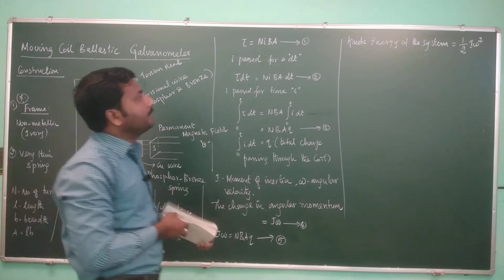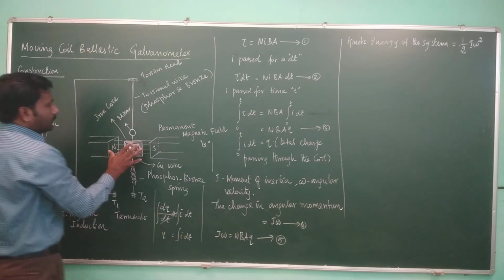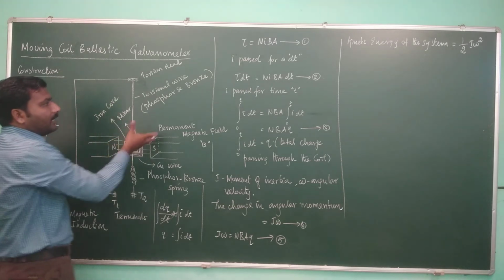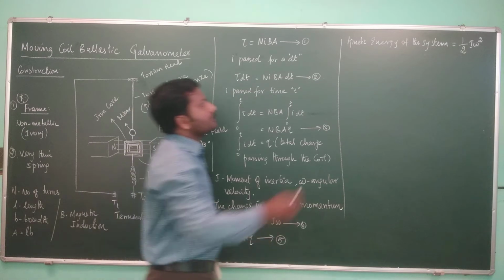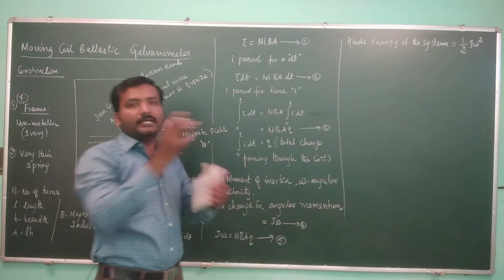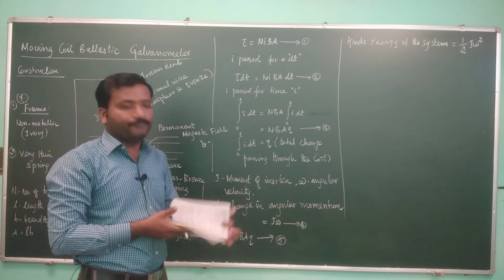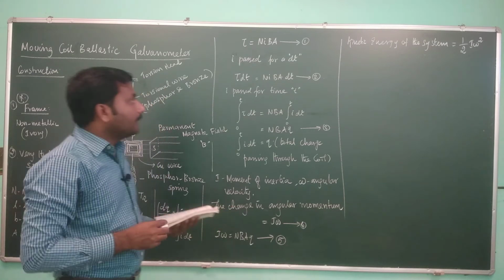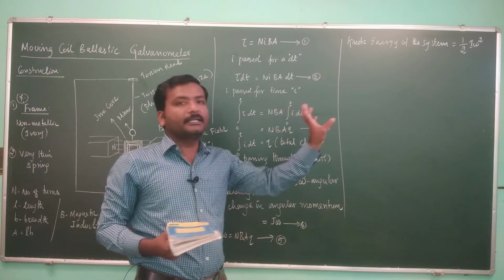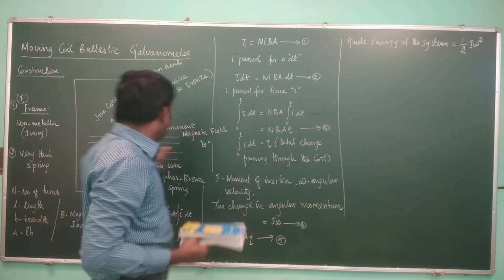So this kinetic energy is used to turn this moving coil from 0 to angle theta. This is the kinetic energy of the system that is required to twist that galvanometer through an angle theta. Okay, and if the coil is twisted through an angle theta, then if the current is withdrawn, what will happen?